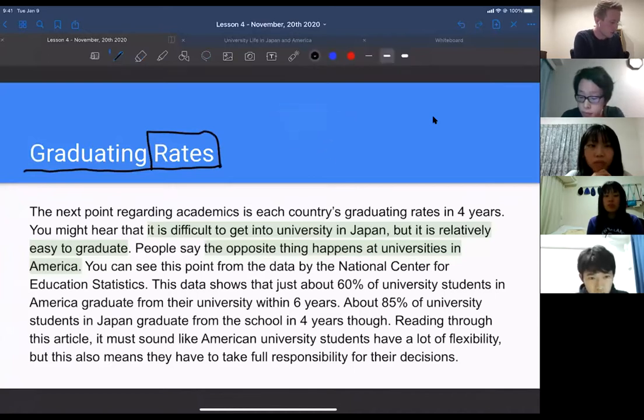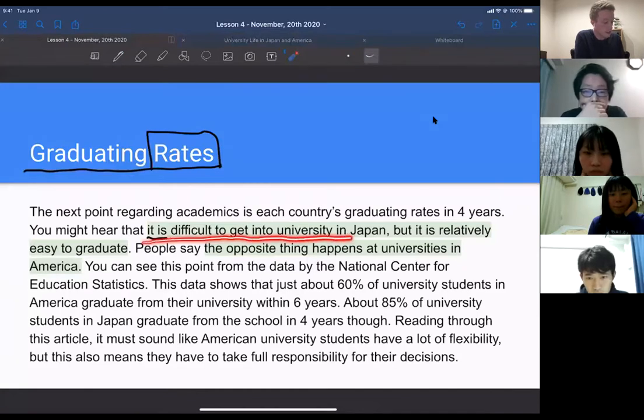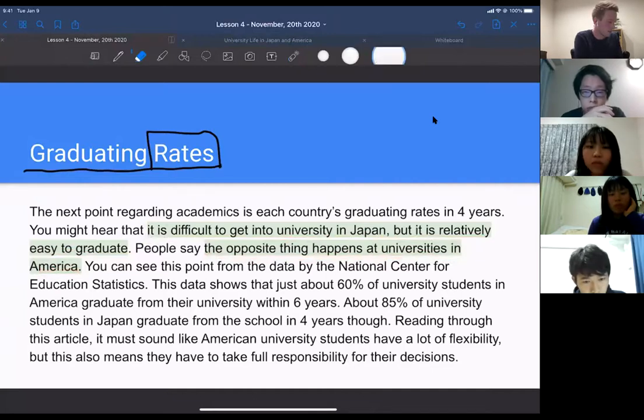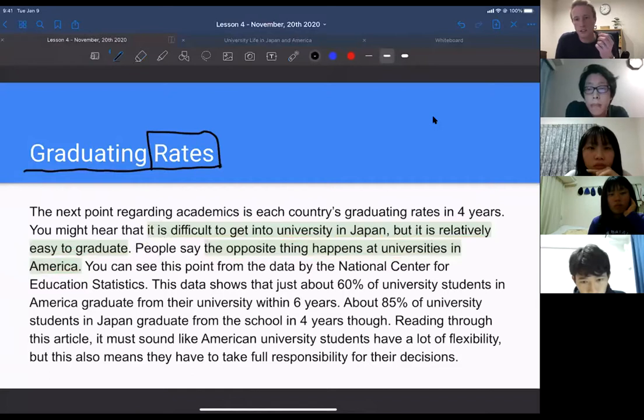So here's what she says. Aya says, it is difficult to get into university in Japan, but it is relatively easy to graduate. People say the opposite thing happens at universities in America. So this means in Japan, the test is very difficult to go to university, but it's very easy to graduate. And in America, it's very easy to go to university, but very difficult to graduate.